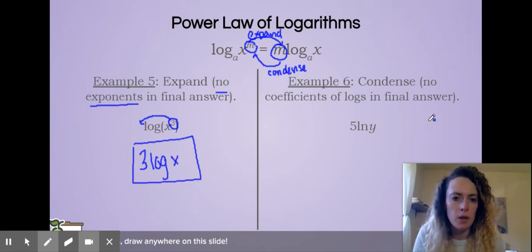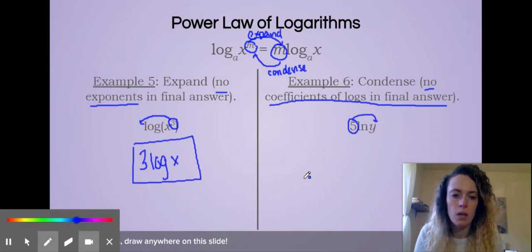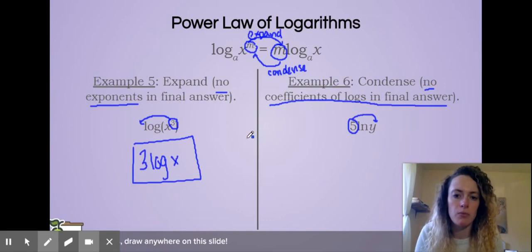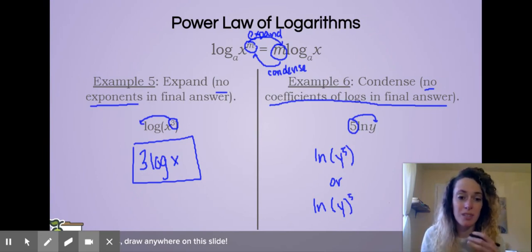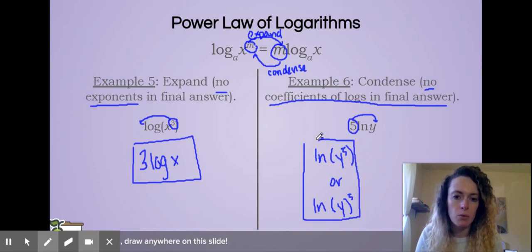In example 6, our final example, condensing means no coefficients of logs in the final answer. So since I have 5 times the natural log of y, I'll take that 5 and I'll move it to be the exponent of y. You'll see this 2 different ways, similar to how example 5 is written. I could have the natural log of y to the 5th, all y to the 5th in parentheses. You might also see it as the natural log of y and then the exponent of 5 on the outside. They're interchangeable. It doesn't matter which way you write it, but be aware that you'll see both, and they both mean the same thing.